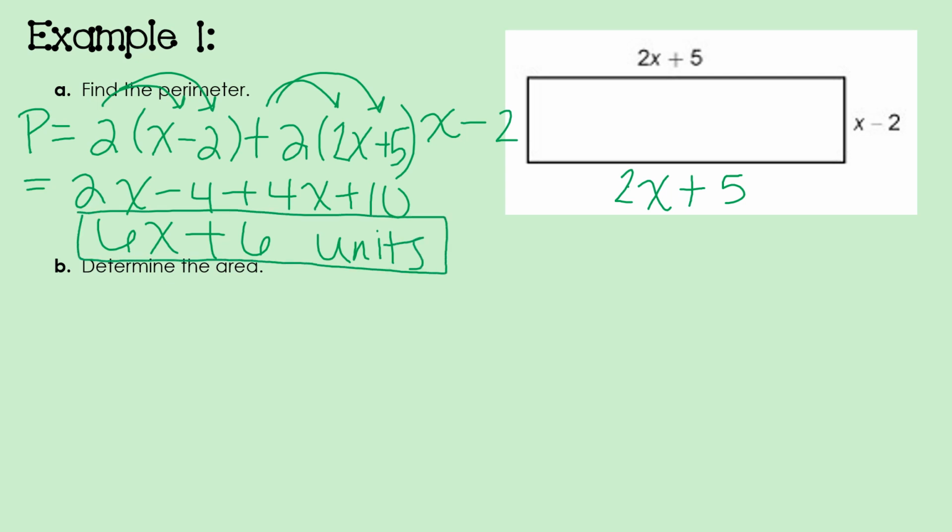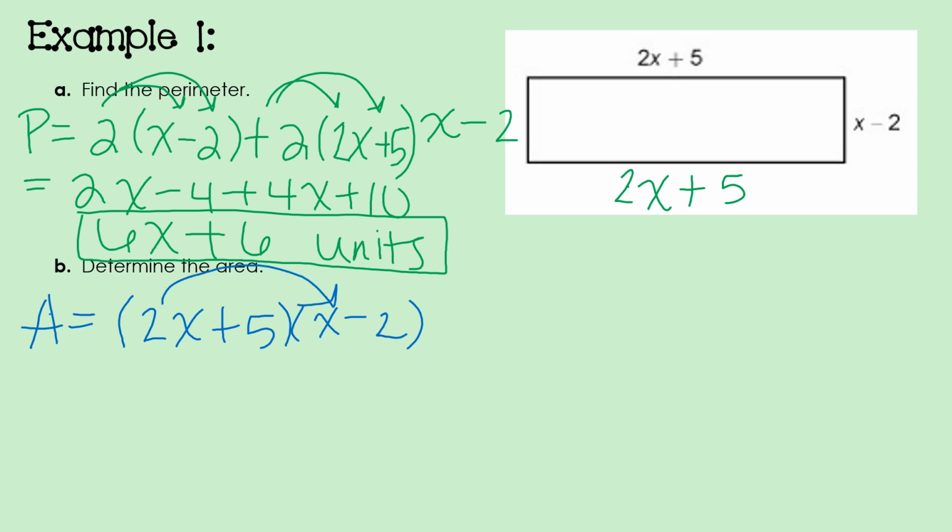Now we're going to find the area. To find the area, I need to multiply the length and the width, or the base and the height. So I need to multiply 2x plus 5 and x minus 2. These are 2 binomials. To multiply 2 binomials, we distribute the terms in the first binomial to the terms in the second binomial, which is also known as FOILing.